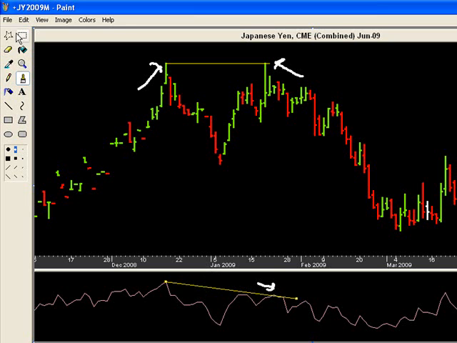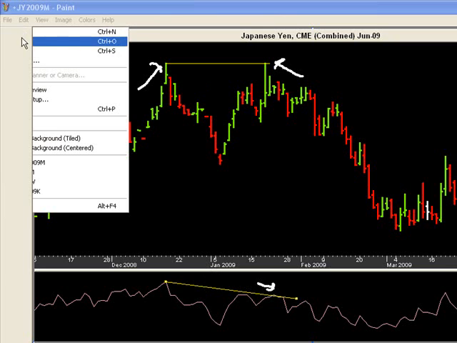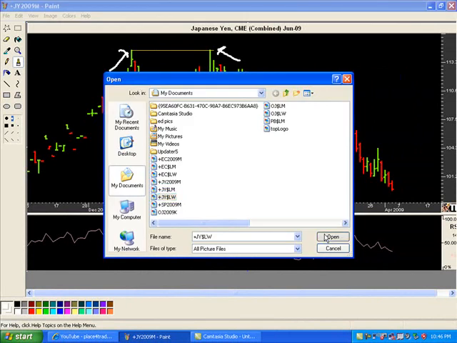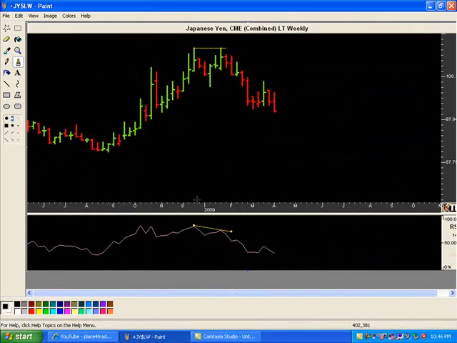Okay, that's a daily chart. Switching over and trying to get some confirmation, looking at a weekly chart of the Japanese yen. Here's a weekly chart of the Japanese yen.